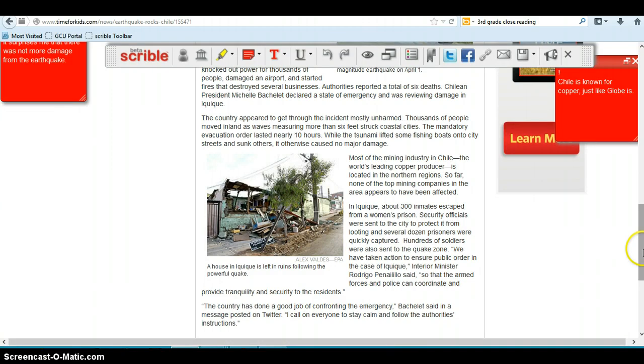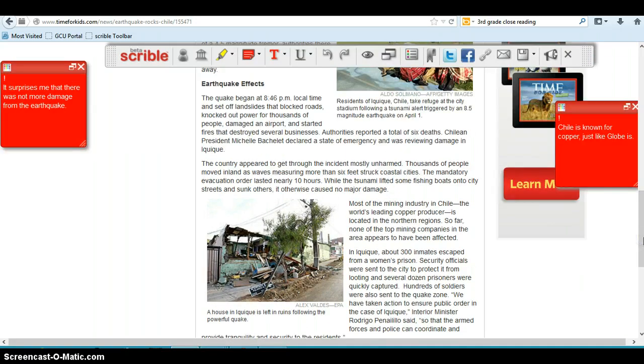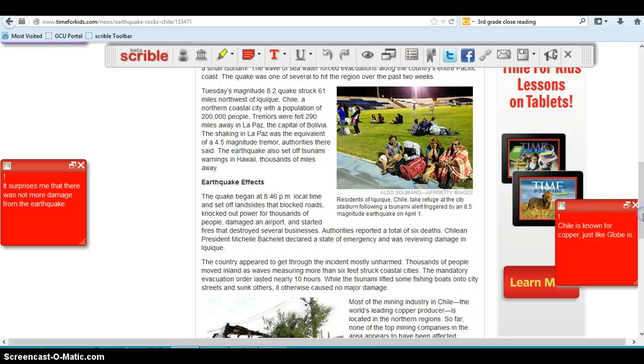Something else that was surprising to me, I remember there was something about La Paz, Bolivia. Let's look and see what it said about La Paz, Bolivia. Today's magnitude 8.2 quake struck 61 miles northwest of Iquique, Chile, a northern coastal city with a population of 200,000 people. Tremors were felt 290 miles away in La Paz, Bolivia. Wow, that is surprising to me. 290 miles.